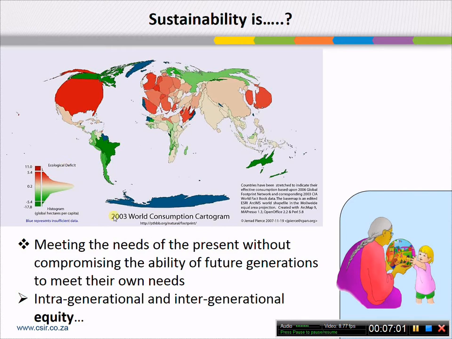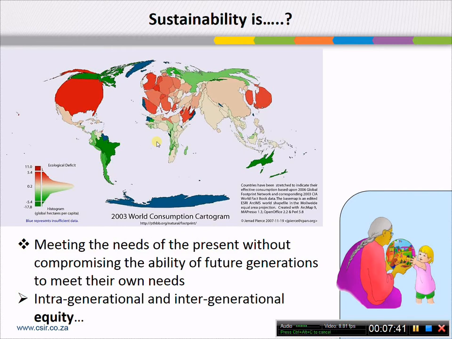In this picture of the 2003 World Consumption Cartogram, countries have been stretched to indicate their effective consumption. You'll see that countries with high levels of consumption are a lot larger than they actually are in the physical sense, in contrast to other countries which have low levels of consumption, which appear shrunk compared to what they physically are. This clearly depicts the fact that some countries have consumed vastly more resources than others and are utilizing a lot more of the natural resource base and wealth compared to other countries.